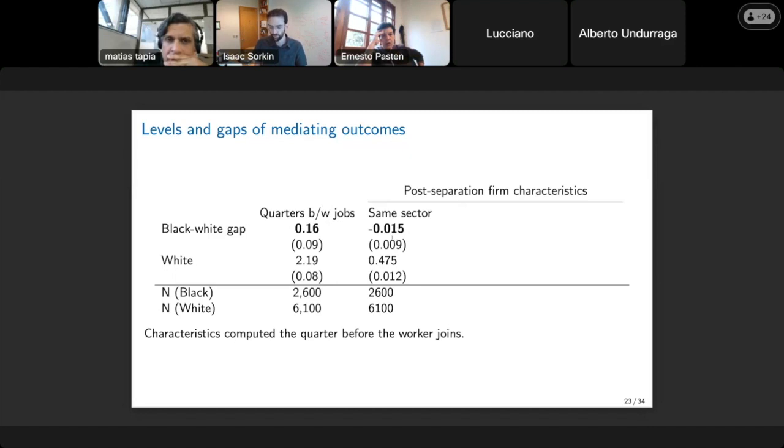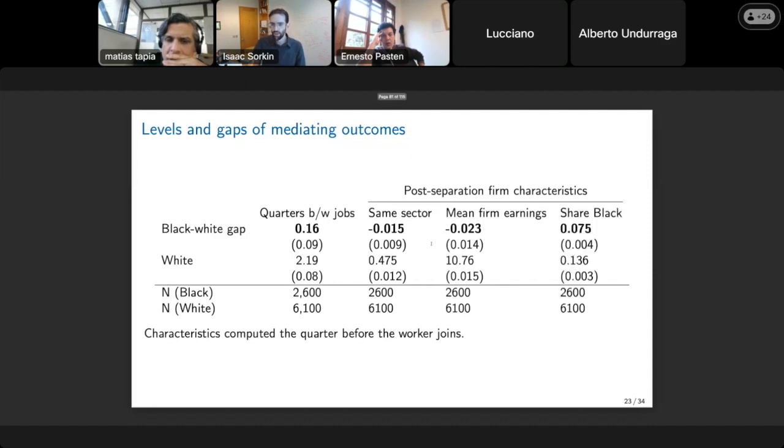Another characteristic you might wonder about is mean firm earnings. Again, black workers end up at firms that pay less. This is 2.3 log points. Given the overall gap is 5.3 log points, this is meaningful. I'll show you in a second that it works out to be smaller than you might think. But again, this is pretty noisy. The one that really screams out of the data is that white workers end up at firms that are about 14% black.